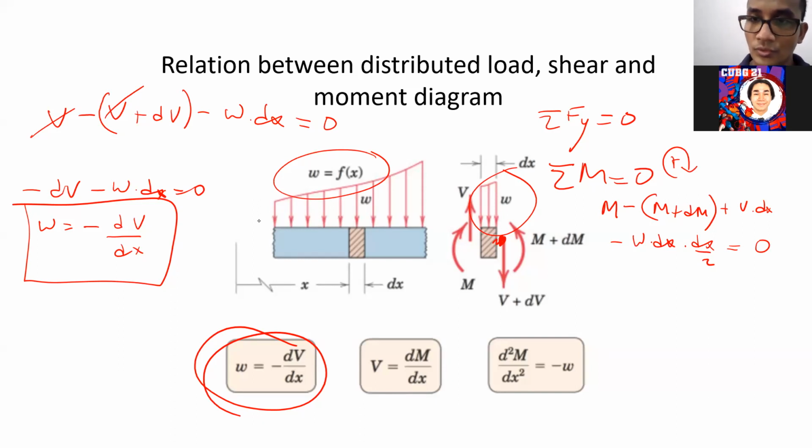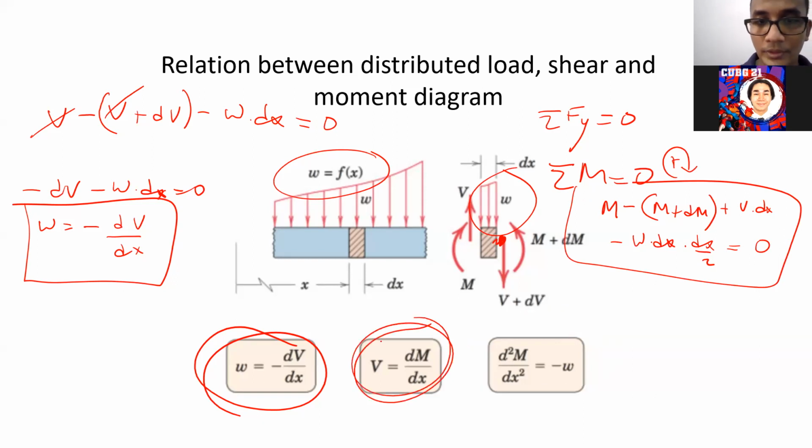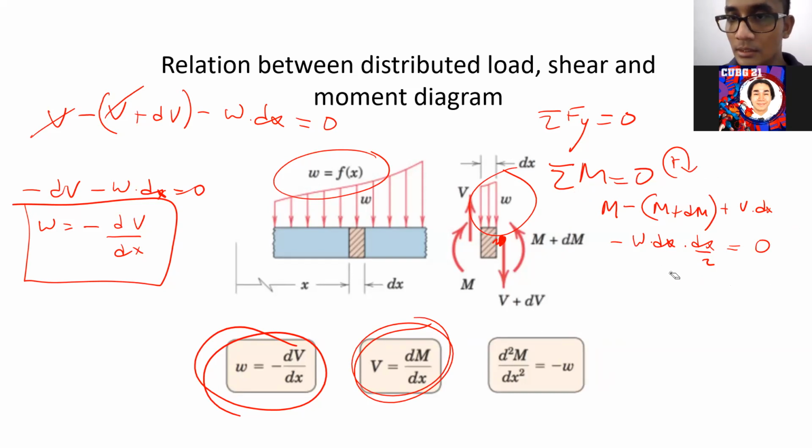If later you can solve this, this is the relation that you will get: V is equal to dM per dx. Let's try. The M will cancel each other, so what we will get here is negative dM plus V multiplied by dx, minus W dx over 2, and this will be equal to 0.